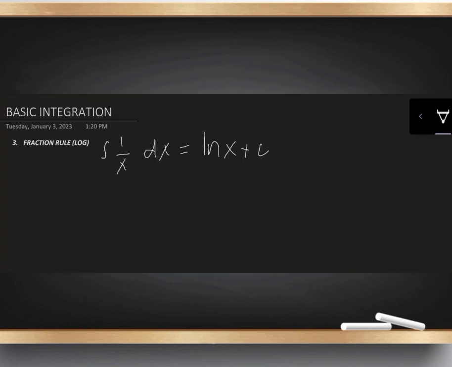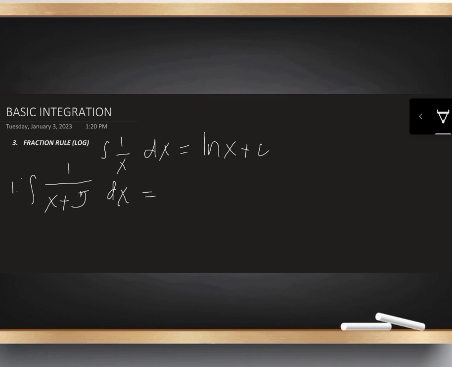In the third rule, which is the fraction rule, we will see ln. The formula in this rule is the integral of 1 over x dx is equal to ln x plus c. This rule only applies to certain problems such as this. So let's say we were given the problem, the integral of 1 over x plus 5 dx.